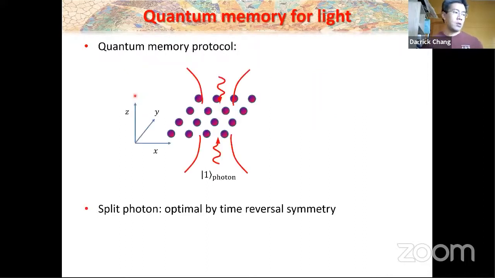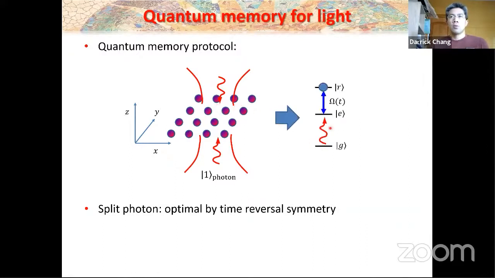Okay, so the quantum memory protocol that we'll try to implement looks something like this. So I have an atomic array. I have this single photon, and I'm going to focus it onto the array with some beam area W. In terms of the level structure of the atom, this single photon is going to be resonant with my G to E transition. And to make this memory long-lived, what I'll assume is that there's some other atomic state R, which lives for a very long time, and that I can couple this state R to the excited state E through some classical control fields.